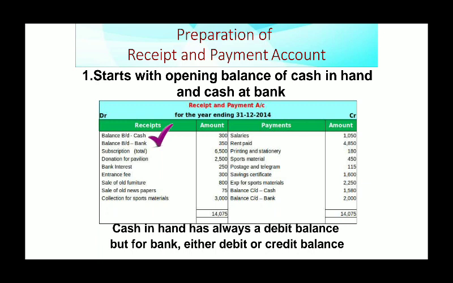But always remember, cash in hand will always have a debit balance because it is actual cash that you have. But bank balance may have both, sometimes credit balance, sometimes debit balance. Debit balance of bank means actual bank balance, and credit balance of bank means bank overdraft.